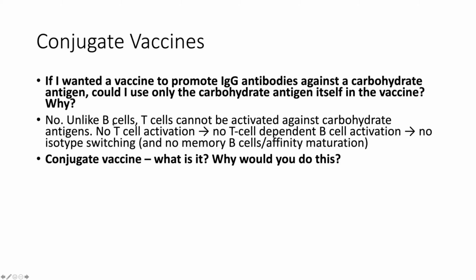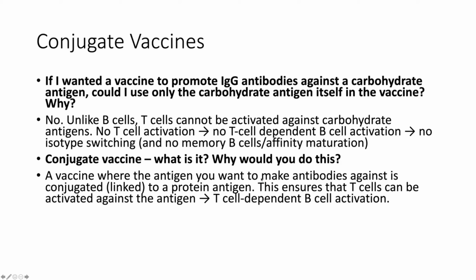So if I use T cells to activate B cells, what's the advantage of that? So now you have T cell dependent B cell activation, right? If I have T cell dependent B cell activation, what do I have? What advantages does that confer? Isotype switching, memory B cells, and affinity maturation. So the general idea is that you add the protein on in order to be able to activate T cells. I know this is hard.